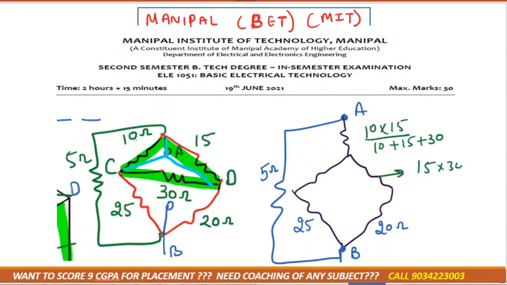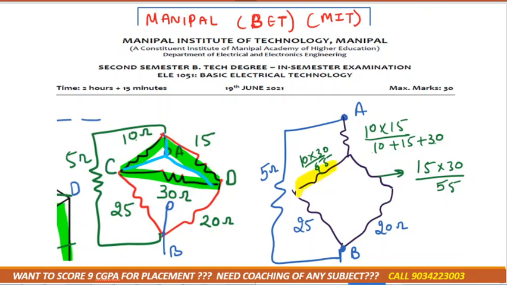Now this resistance is how much? 15 into 30 divided by the sum of all resistances, that is 55, right? This resistance is how much? 10 into 30 divided by 55. Okay, now tell me, any doubt up to here? What I did, I just converted from delta to star.